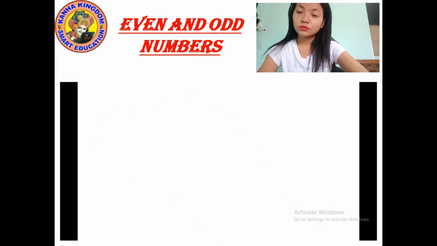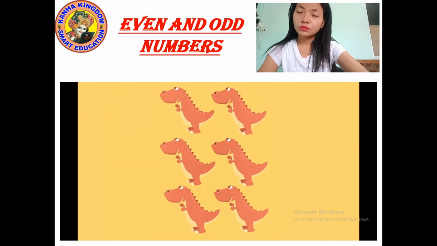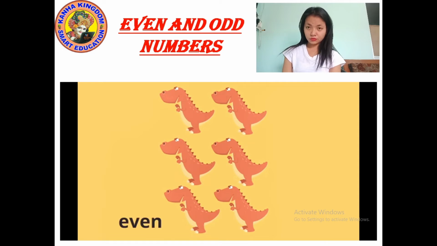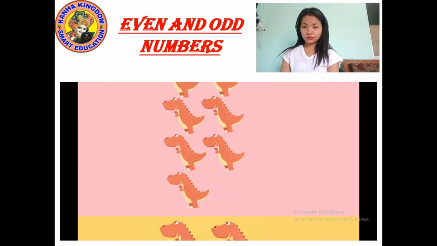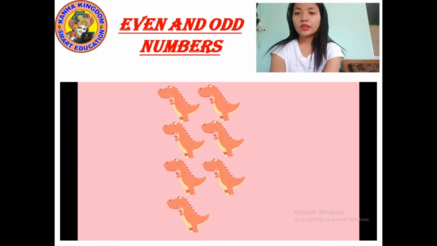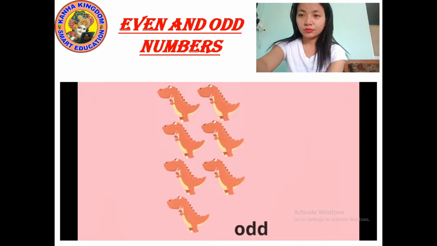Moving on. Here we have 6 dinosaurs. Now, each dinosaur has a friend. That means 6 is even. You can split it up in groups of 2. Oh, here we have 7 dinosaurs, but there's one dinosaur that's all alone. 6 of them have friends, but one is all alone, doesn't have a pair. 7 is odd.